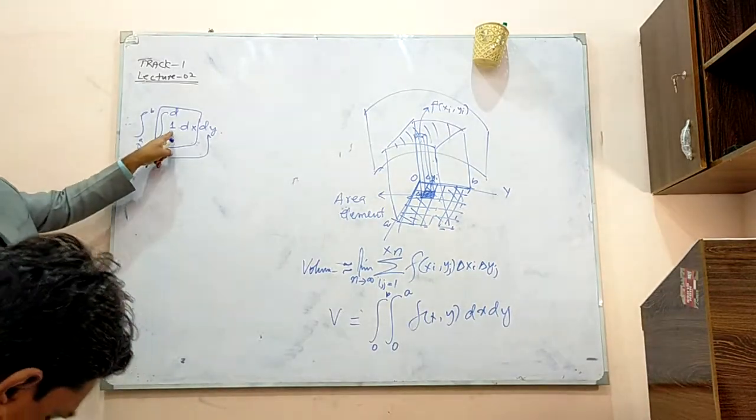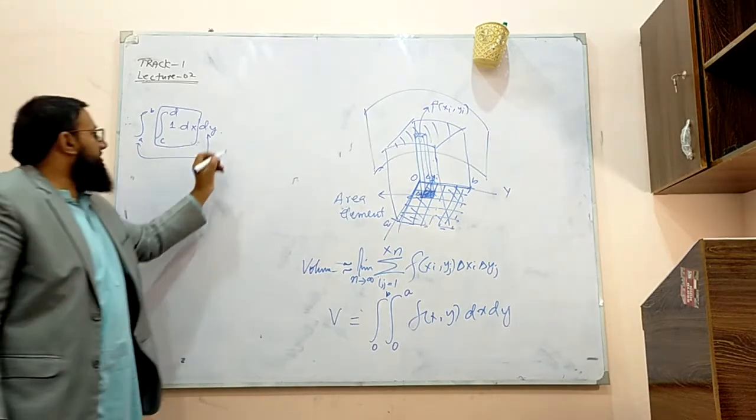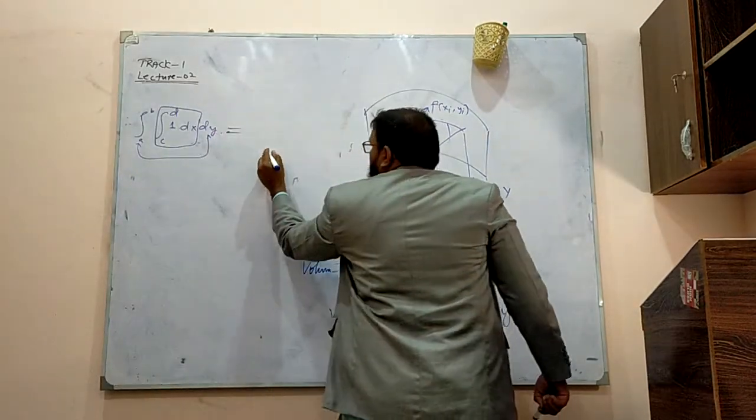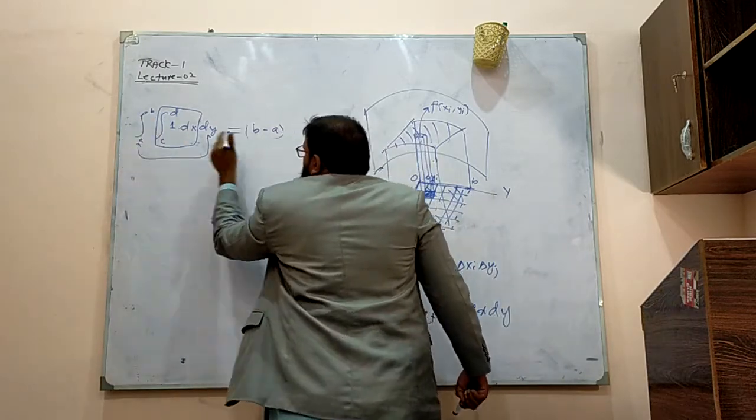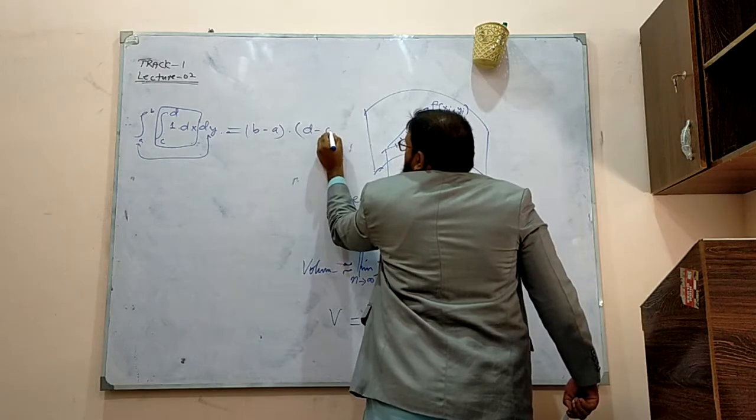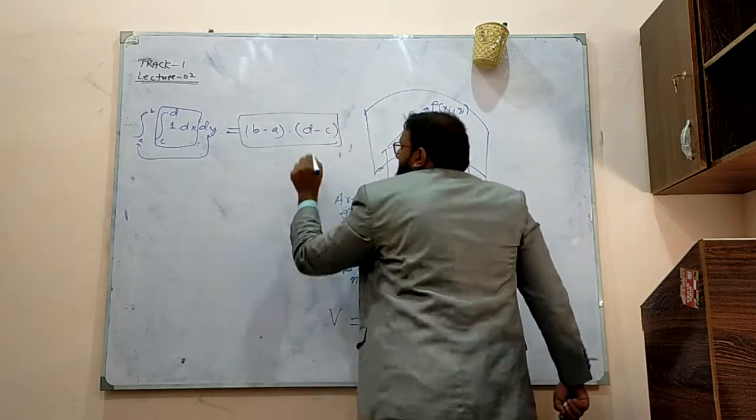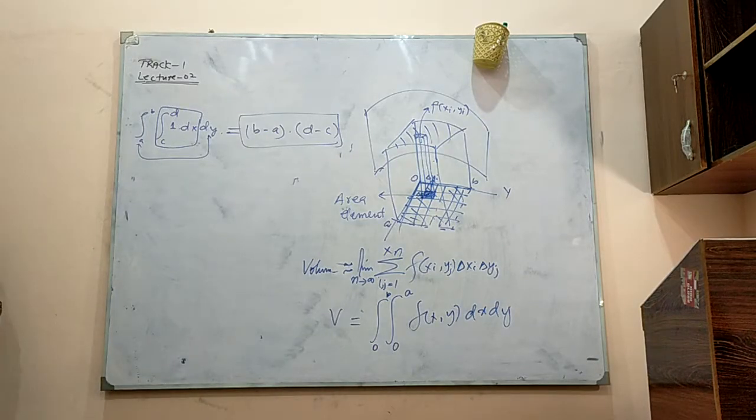And when your function is a constant, then you are not supposed to evaluate the integral. Your answer would be b minus a, upper minus lower, multiplied by d minus c, that is upper minus lower. That's your integral. When you evaluate, you will get the same thing. But this is simply a trick that you can apply.